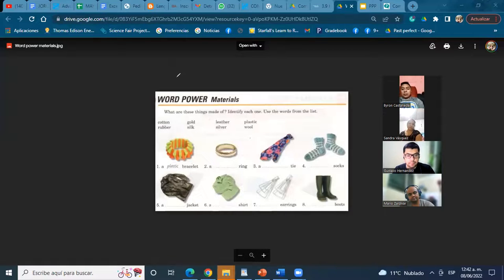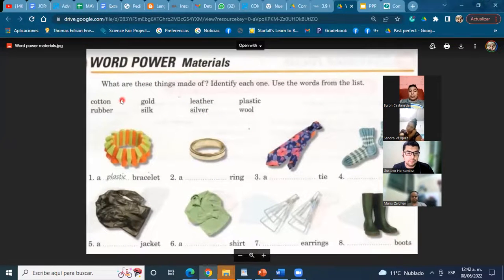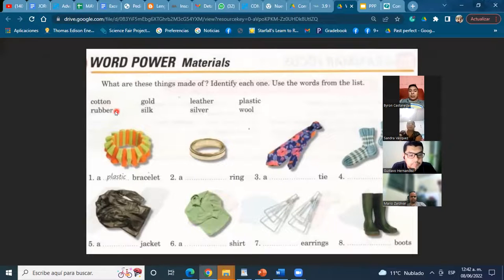Repeat with me and say, cotton. Cotton. Rubber. Gold. Silk. Leather. Silver. Plastic. And wool. Wool. Yes.